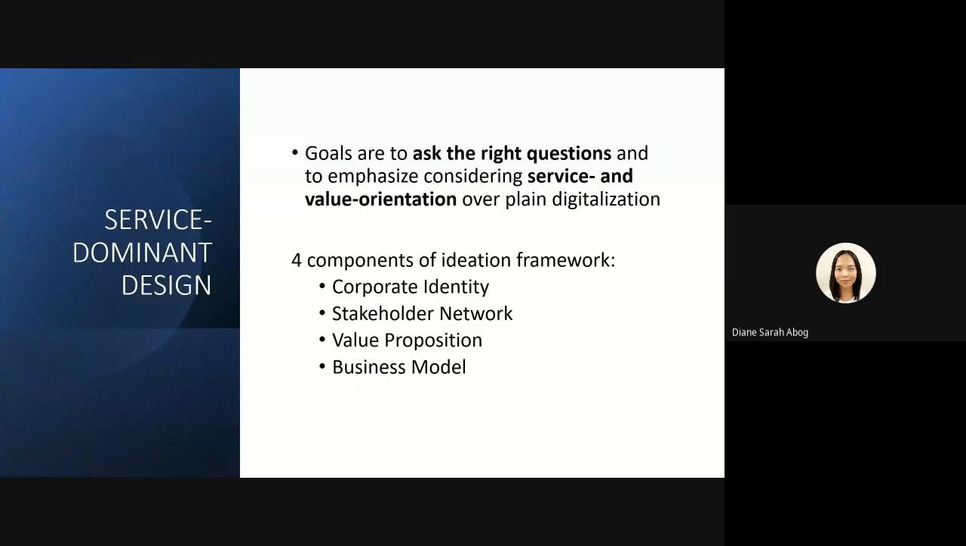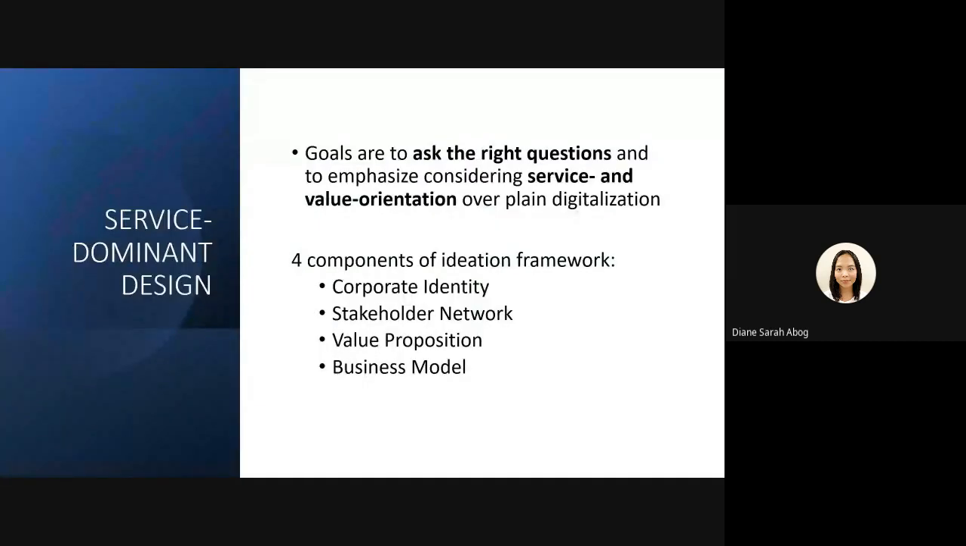So, going to service dominant design. The goal of service dominant design, or SDD, is to ask the right questions and to emphasize considering service and value orientation over plain digitalization. It is a unified approach for identifying a company's desirable digital services and business models that directly correspond to co-creating superior stakeholder value.